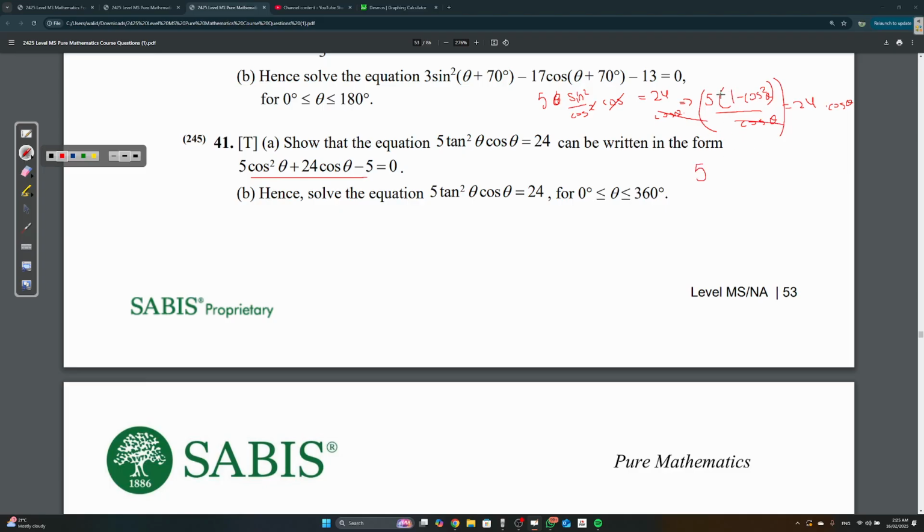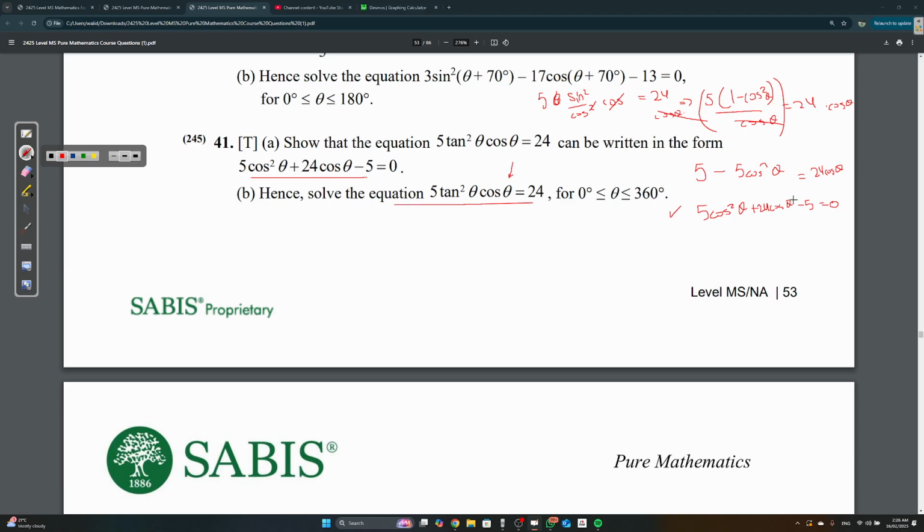Expand this. Let's not waste time. 5 times 1, 5. Minus 5 cosine squared theta equals 24 cosine theta. Let's move it to the right because it's negative here. So you're going to get 5 cosine squared theta plus 24 cosine theta minus 5 is equal to 0. This is correct. Okay, solve this equation.